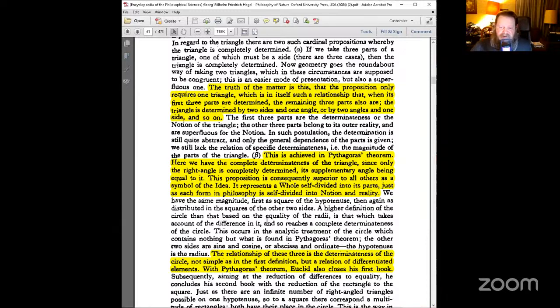This is achieved in Pythagoras' theorem. Here we have the complete determinateness of the triangle, since only the right angle is completely determined, its supplementary angle being equal to it. This proposition is consequently superior to all others as a symbol concept of the idea. It represents a whole, self-divided into its parts, just as each form in philosophy is self-divided into notion and reality.